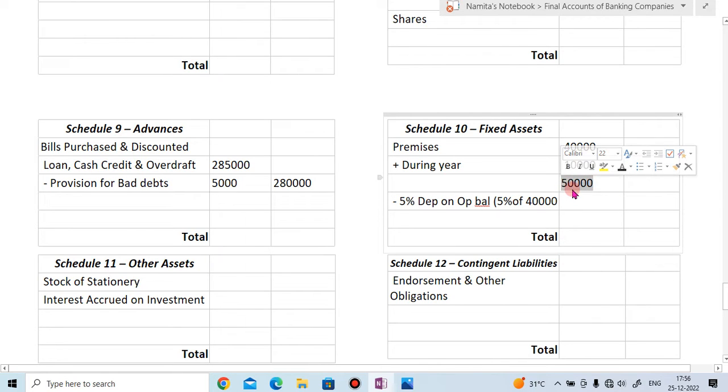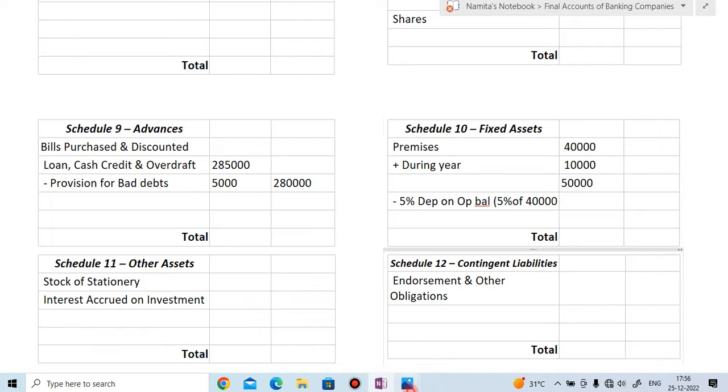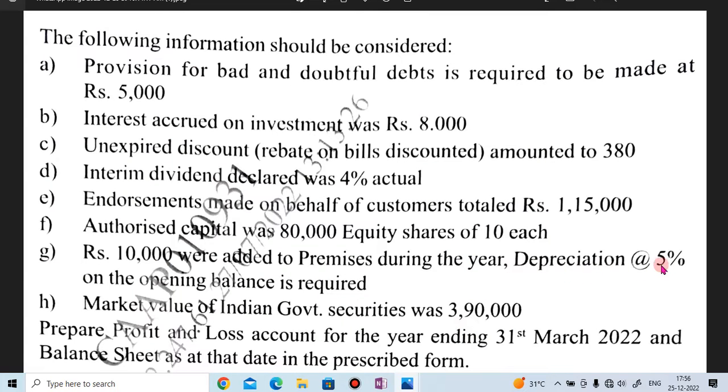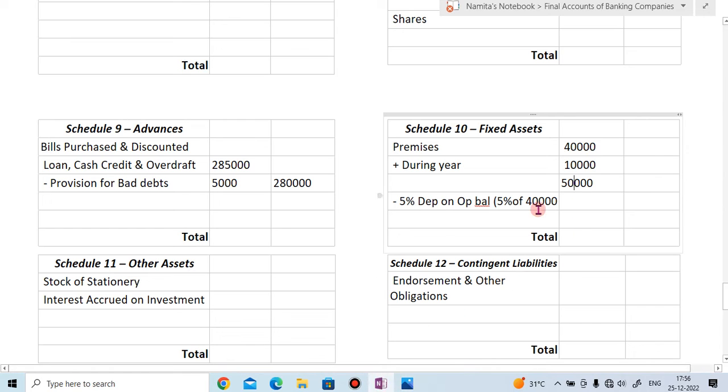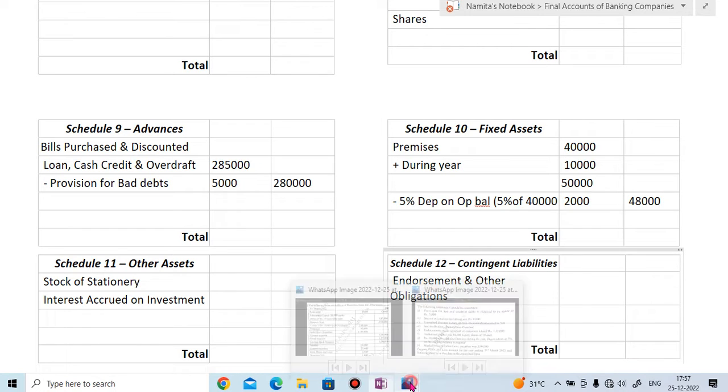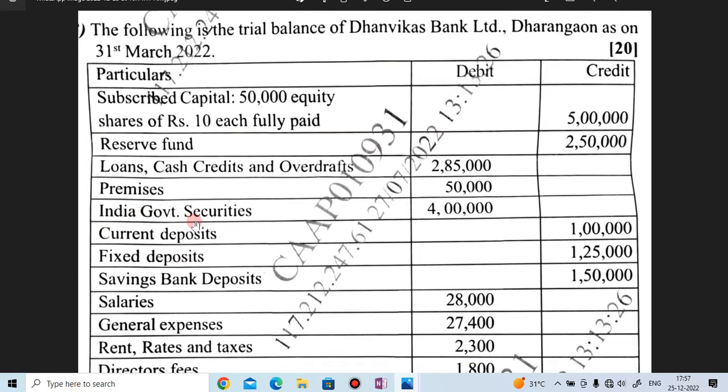Now this 50,000 is the closing balance. Depreciation is to be charged on what? 5% depreciation is to be charged on the opening balance. So opening balance is 40,000. So 5% of 40,000 is 2,000 rupees. So 50,000 minus 2,000, 48,000. So premises total amount is 48,000. Next entry is of government security.